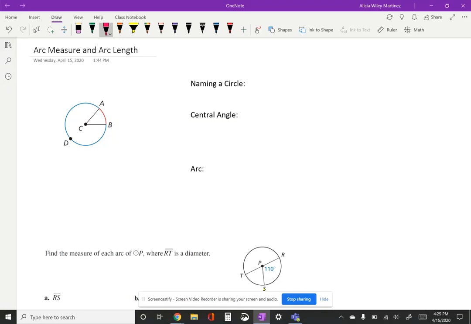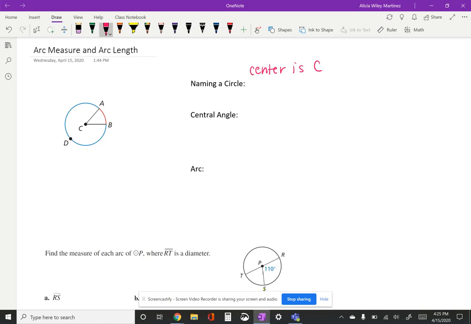Hello everybody, today we're going to talk about arcs. Before we get into talking about arcs, let's talk about some specifics about circles. First of all, in this circle that you see here, it has a center point which we call point C. The center of the circle helps you to name the circle. So the center of our circle here is C.